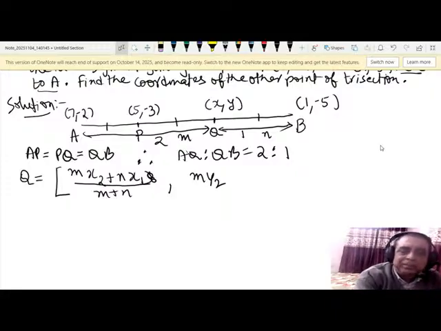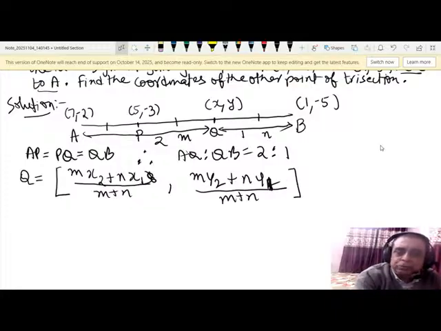So m is this AQ, 2 is to 1. So m is 2. So 2 multiplied with the y coordinate of B, plus n multiplied with the y coordinate of A. So it is n y1, whole divided by m plus n. Now you put the values.